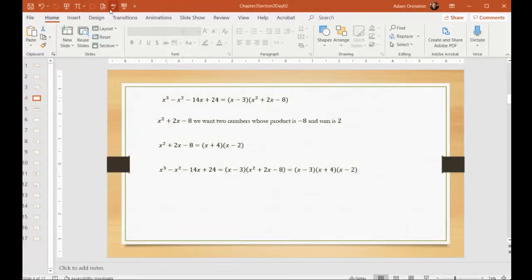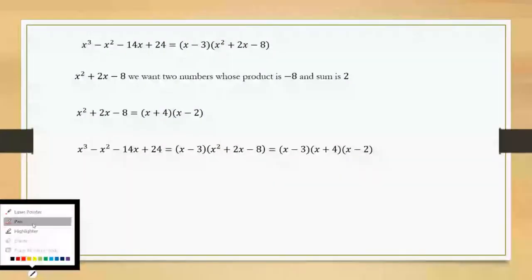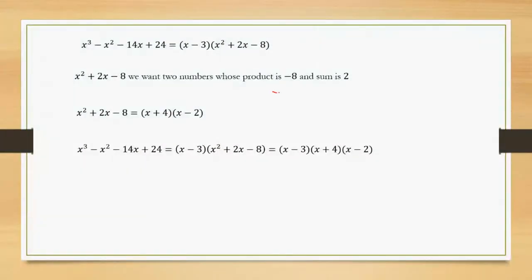Okay. So from here, right, we wanted two numbers. Minus 8 is the product, and 2 is the sum. That's what we're looking for. But what numbers do that?